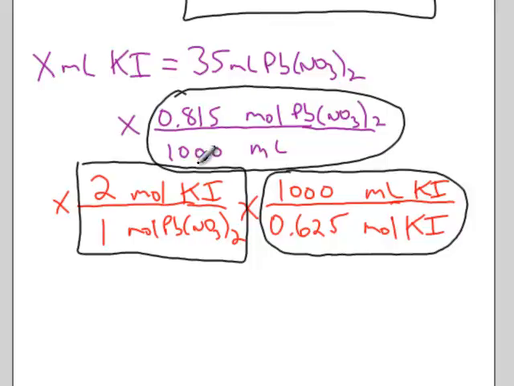So to finish this one off, if we multiply it all out, we should get an answer of just over 91 milliliters of potassium iodide.